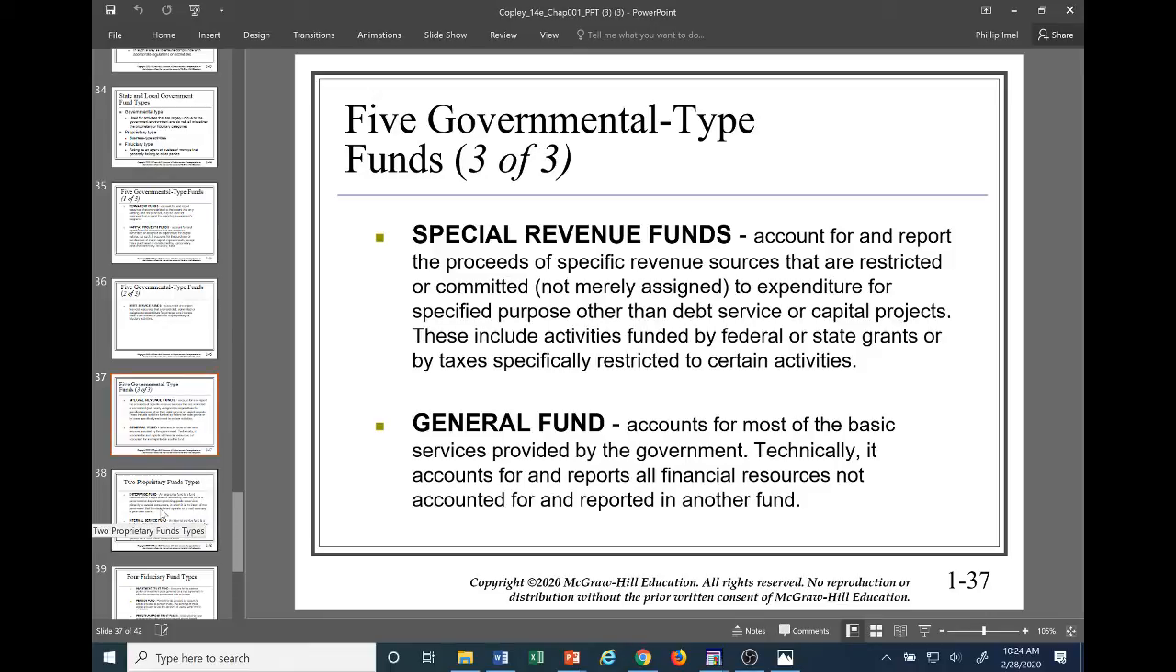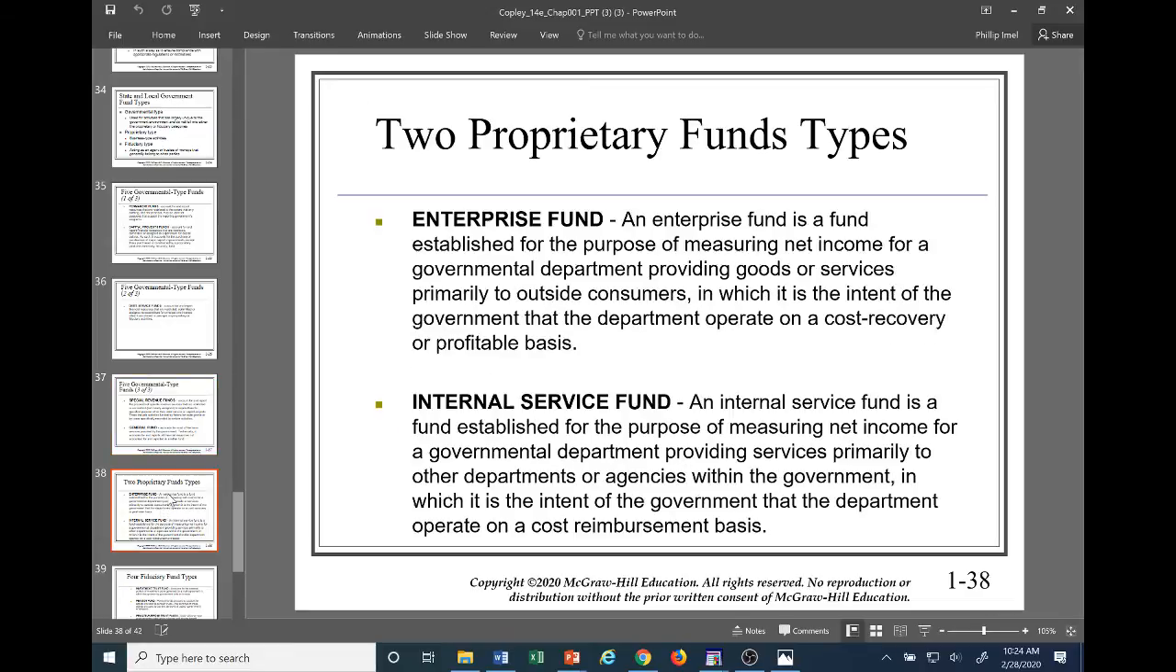So those are the 5 governmental funds. What are they again? We have the general, special revenue, debt service, capital projects, and permanent. Awesome. And they operate on what type of accounting? Modified accrual. Awesome. All right. Now let's talk about our proprietary fund types. There's 2, right? The 2 proprietaries: enterprise fund, internal service fund.